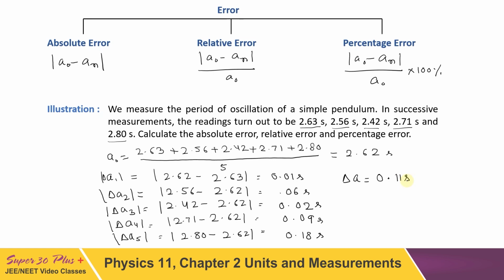Now come to its relative part. What is the relative error? So the relative error will be, we have to write now delta A upon A naught, that is equal to 0.11 upon 2.62.